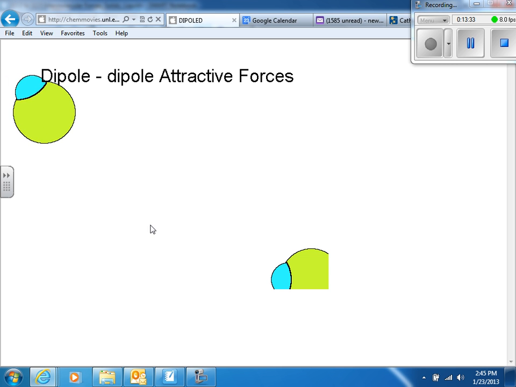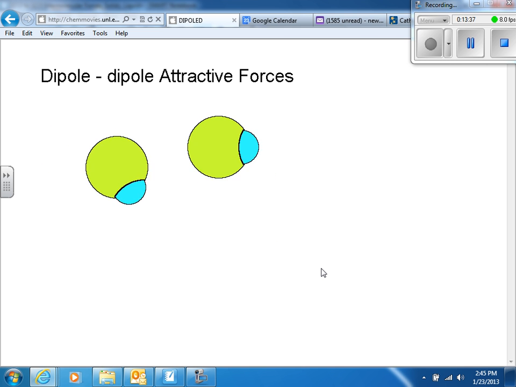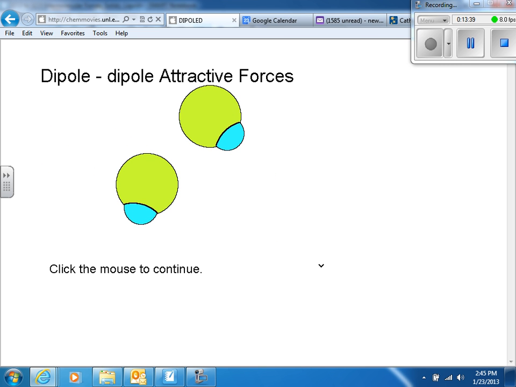Click the mouse. So here's one dipole, here's another dipole, and they are in the gas phase and they see each other and they're like, oh, I'm kind of attracted to you. I've got a positive and a negative end, and you have a positive and negative end, and my negative end is going to be attracted to your positive end. So these were in the gas phase. They come near each other and watch what happens.